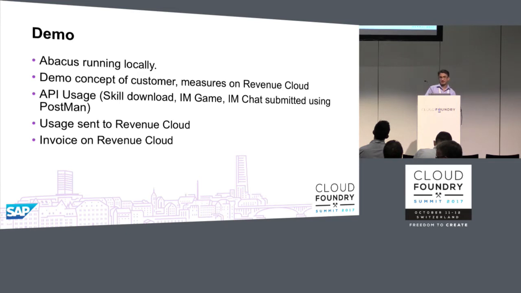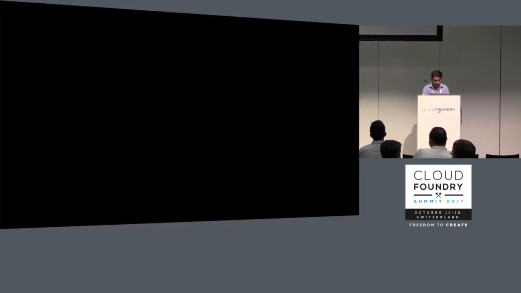Then I'll take a cinematic license, meaning from CF Abacus, I need this collected usage to be sent to Revenue Cloud. So typically this would happen using some kind of, let's say, an integration solution, some middleware broker. I will just pretend that I am doing it right away. And then usage will be sent to Revenue Cloud, and the invoice will be on the Revenue Cloud. So let's jump right there.